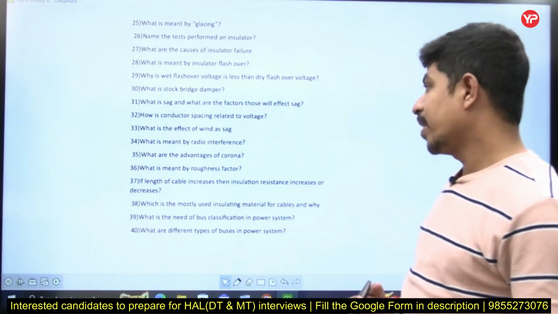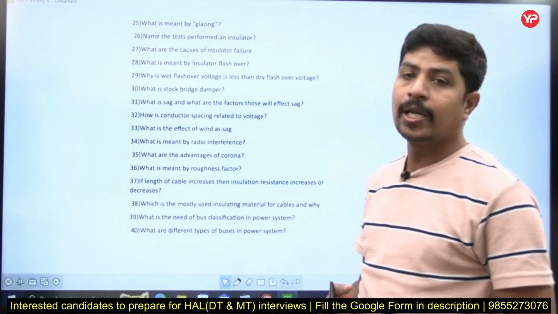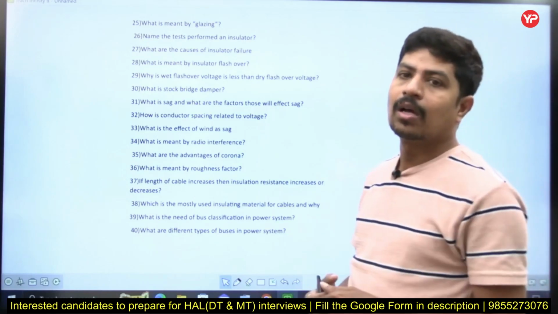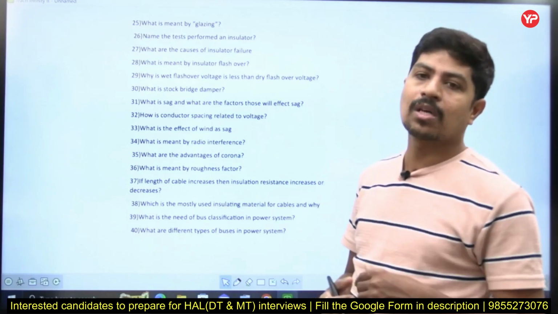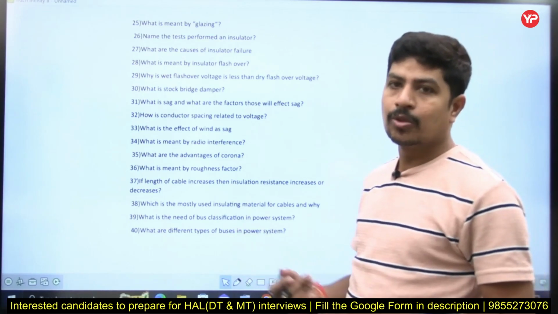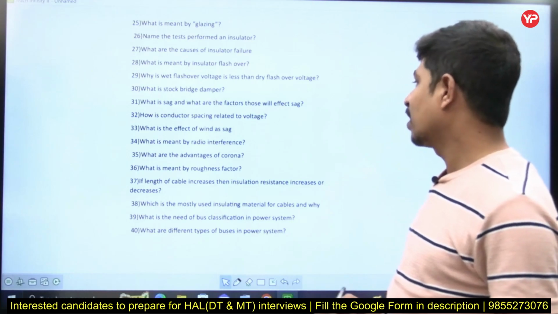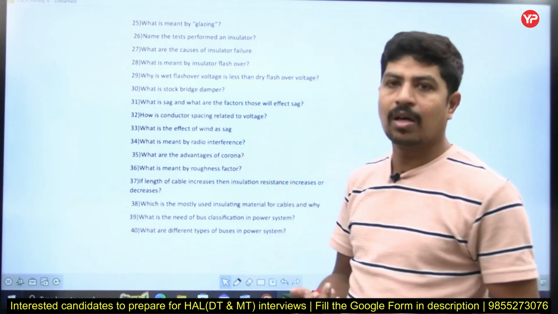What are the advantages of corona? Electrical corona has some advantages also. It will decrease the steepness of the wave. Whenever switching over voltage or lightning over voltage comes, the steepness of the wave will be decreased due to corona. What is meant by roughness factor? In corona we will get a factor called the roughness factor.